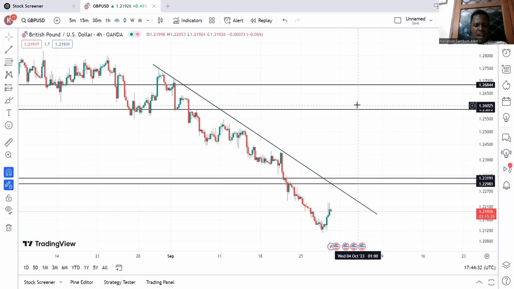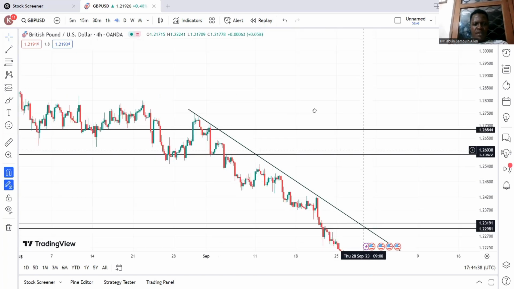For buying, some for selling. So GBPUSD is massively moving to the downside too. Currently GBPUSD is still on the downside. It's on the downside.